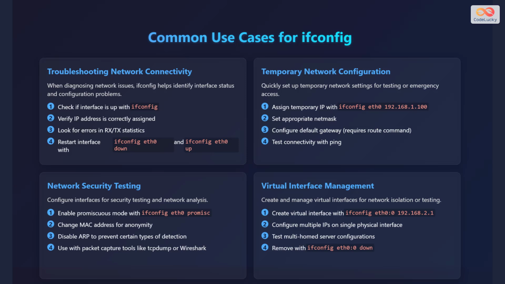Let's explore some common use cases for ifconfig. Ifconfig helps identify interface status and configuration problems, so it is used for troubleshooting network connectivity. Verify the IP address and check RX or TX statistics and restart the interface if required. Also, assign a temporary IP address and set the netmask to set up a temporary network configuration quickly. To do this, use ifconfig eth0 followed by the IP address.